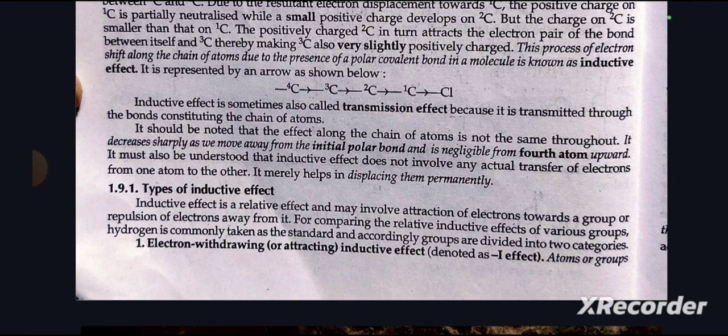This process of electron shift along the chain of atoms due to the presence of a polar covalent bond in a molecule is known as inductive effect. It is represented by an arrow as shown below: C4, C3, C2, C1, Cl.